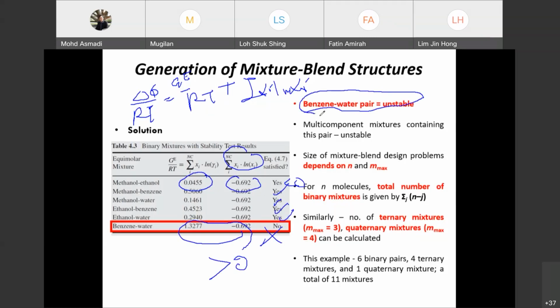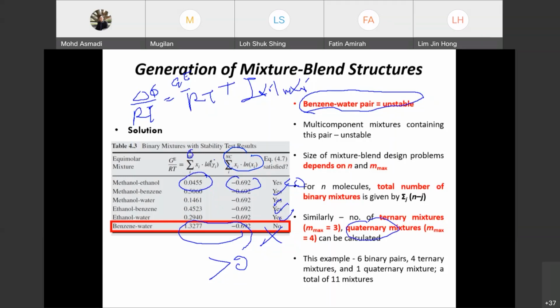So for the multi-component mixture, even for ternary, if it contains this pair, it is unstable. Benzene, water, and methanol: we have to eliminate this one. So we can reduce the mixture blend structure candidates. Similarly for the quaternary, you can calculate. Here the number of compounds is only 2; if 3, you have to use x1, x2, and x3.